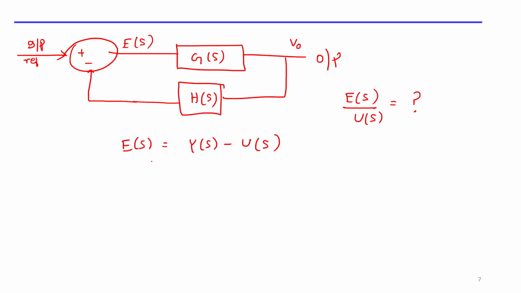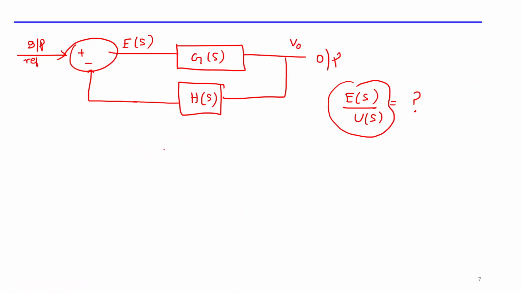So one can also do it in this fashion. Here, after finding out, you can directly find out E of S by U of S. You do not have to find out Y of S and then subtract it from U of S to get E of S. So how do you directly find it out? I'm saying that for any middle point, if you need to find out the transfer function, how will you do that?